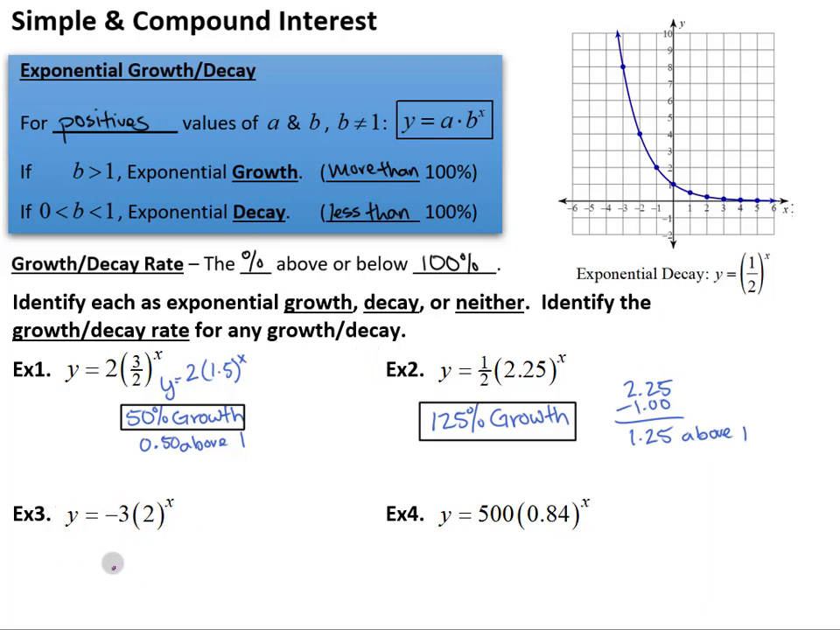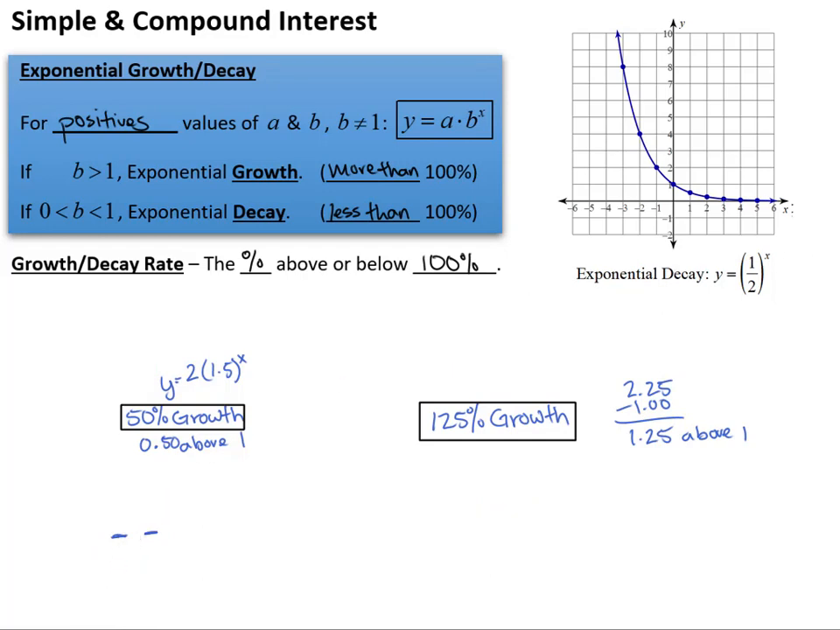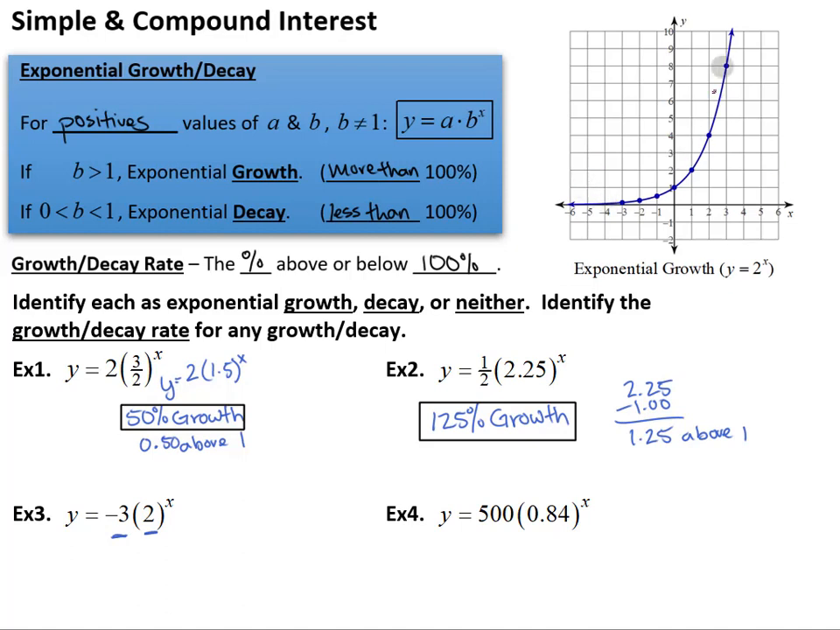Okay, number 3. Check my a and b values, make sure they're both positive. Uh-oh. Because a is negative, this is not modeling growth or decay. In fact, it would look like a reflection of this graph because a is negative. So it's a reflection of growth, but it is not technically modeling growth. So this is neither.